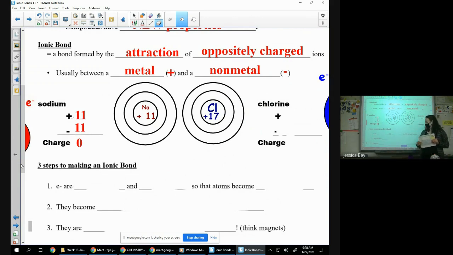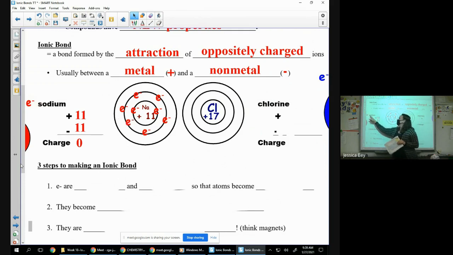Okay, remember, in the first energy level, you can only put 2. So let's go ahead and draw 2 electrons on the first line. 1, 2. Okay, and this is kind of doing what we were doing on Monday. In the second energy level, we can have 8. So in the second ring, let's draw 8. 1, 2, 3, 4, 5, 6, 7, and 8.